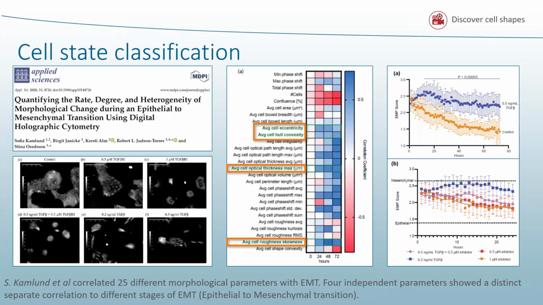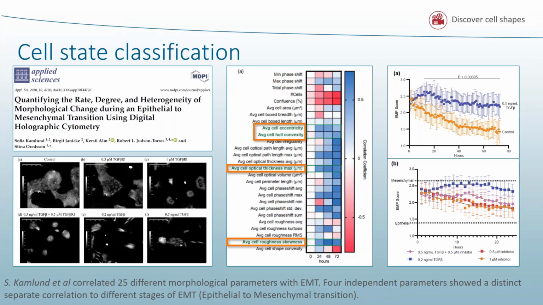So Dr. Kamlund correlated 25 different morphological parameters with this transition. In the end, she and Dr. Judson picked out 4 independent parameters that, when weighed together, would give you a classification. They would give you an EMT score, showing how the cells were changing. You can see control cells have a small score, while mesenchymal type cells had a much larger score.